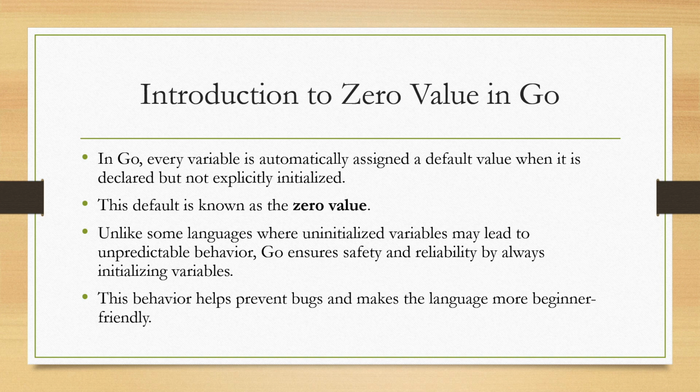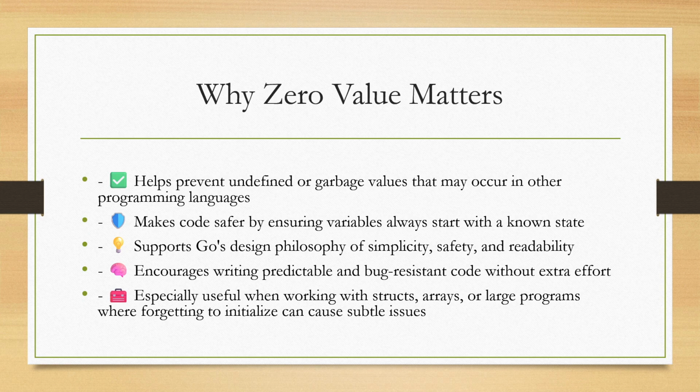As a beginner, this is super helpful. It means your program will not crash just because you forgot to set a value, so you will always start with a known default state. Think of it like this. You walk into your first day at a new job and they have already set up your desk with a basic chair, laptop and water bottle. You did not bring anything, but you can still start working. That's how zero values work. Go sets up the basics for your variables so you do not have to, and that makes Go more reliable and beginner friendly.